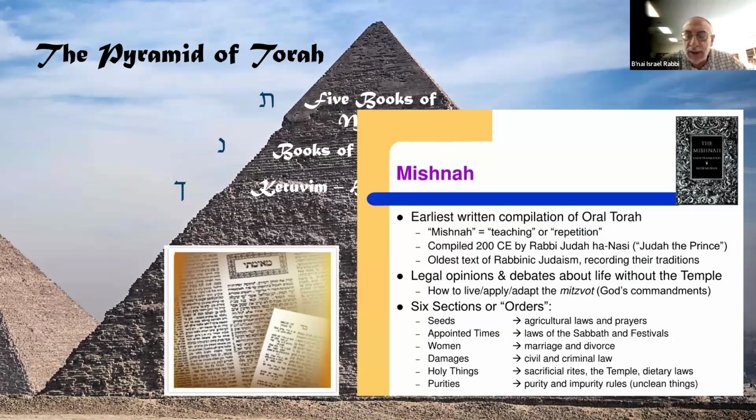The first one is Zra'im, that deals with agricultural laws and prayers. Moed, which deals with appointed times, Shabbat and the laws of the festivals. Nashim, women, dealing with issues of marriage and divorce. Nezikin, damages, which deals with civil and criminal law. Kodashim, which deals with sacrificial rites, the things that went on in the temple, dietary laws, and Taharot, which are issues related to spiritual purity and impurity, and things of that sort. So there are 6 orders of the Mishnah that accompany the 5 books of Moses, and this oral tradition explains obscure or abstract ideas in the written law.